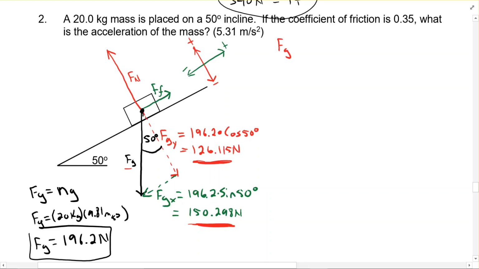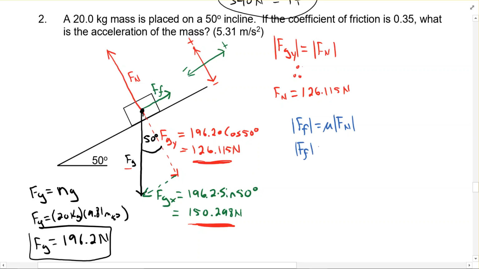So I'm going to write up here, the magnitude of FGY is equal to the magnitude of Fn. So then I'm going to say, therefore, Fn is going to be equal to 126.115 newtons. Now we have a formula for force of friction. Force of friction is going to be equal to mu times Fn. So the force of friction in this case is going to be the coefficient of friction up there, 0.35, times 126.115 newtons. So the force of friction is 44.14 newtons.